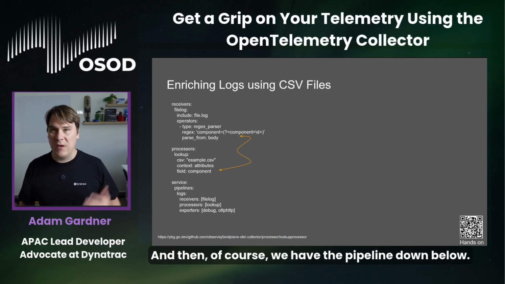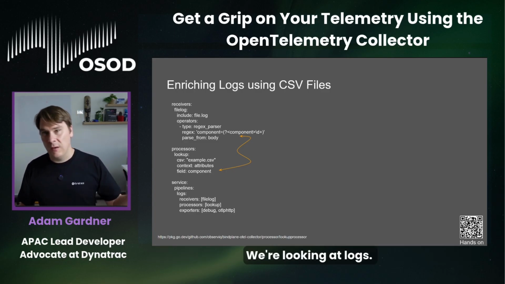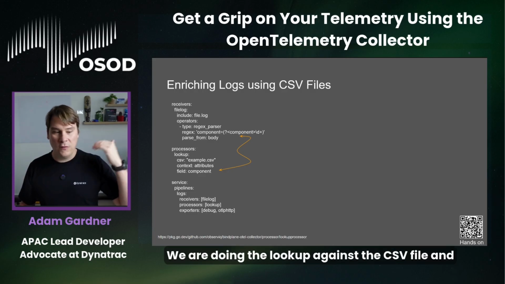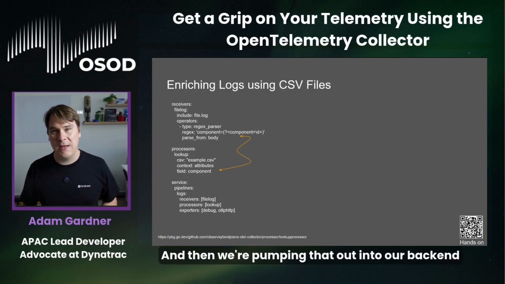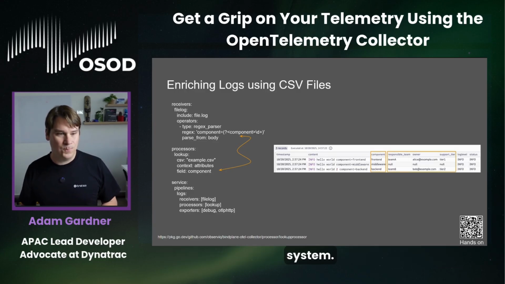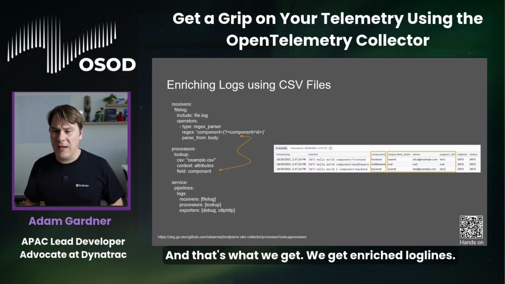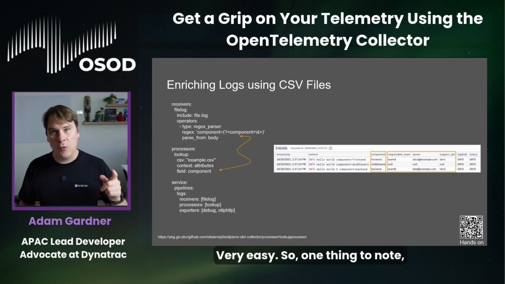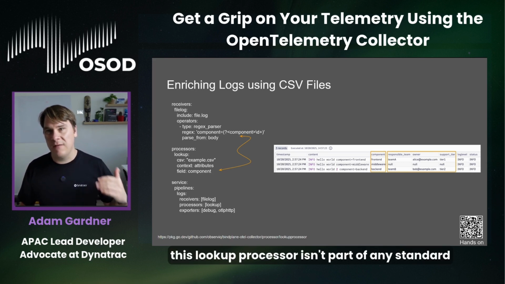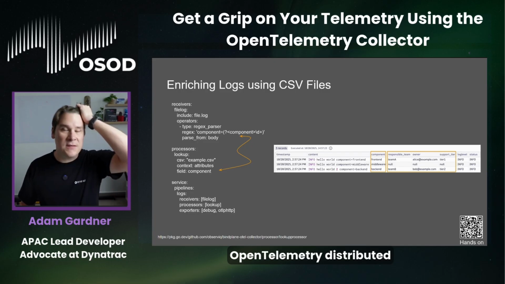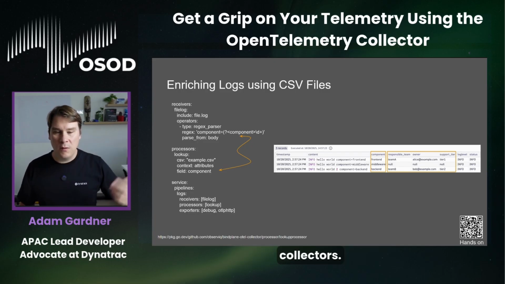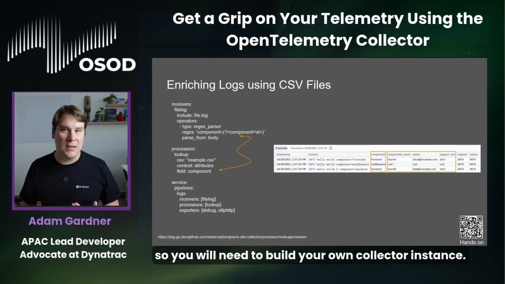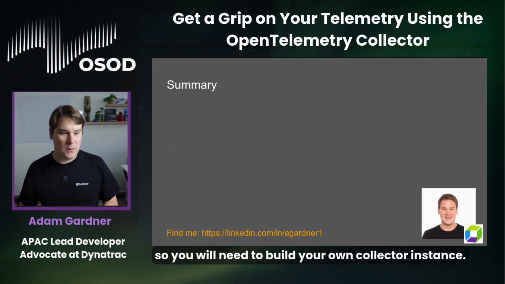And then, of course, we have the pipeline down below. We're looking at logs from the filelog receiver. We are doing the lookup against the CSV file and enriching, and then we're pumping that out into our backend system. And that's what we get. We get enriched log lines. Very easy. One thing to note, this lookup processor isn't part of any standard OpenTelemetry distributed collectors. It is built by Bindplane, so you will need to build your own collector instance.